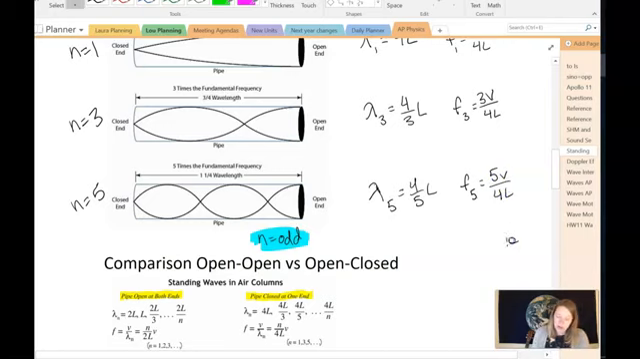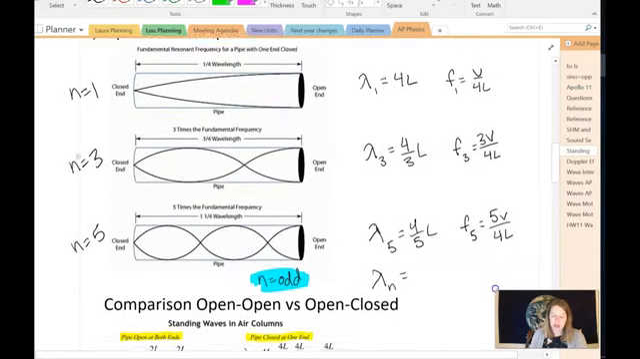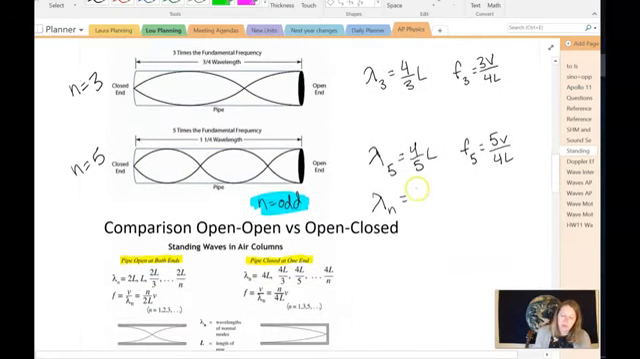So if we were to come up with a generalized expression for any wavelength of an overtone or harmonic in a tube that is open at one end and closed at another end, we could just say 4L over n. And Fn would be n times V over 4L, where n must be an odd integer.